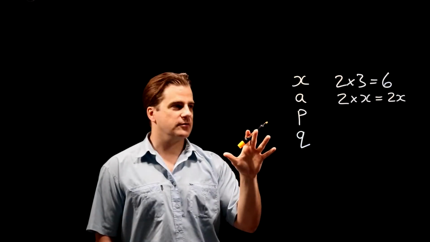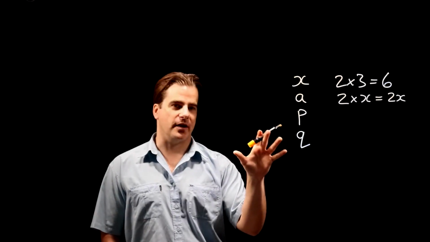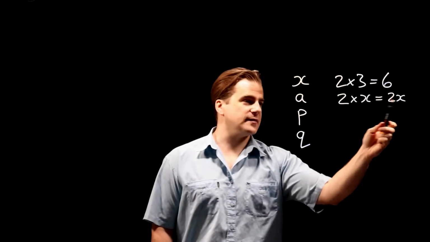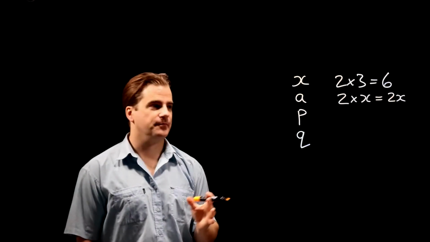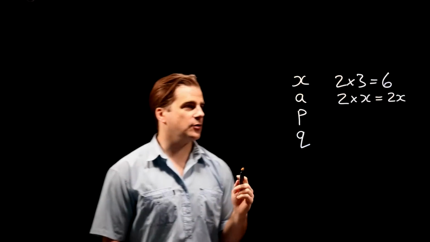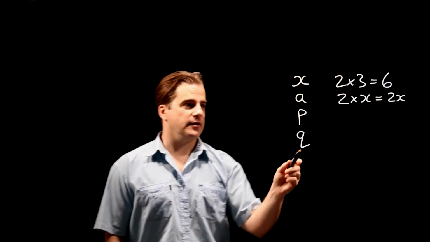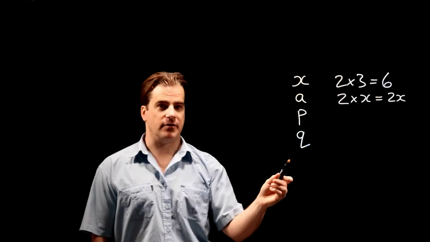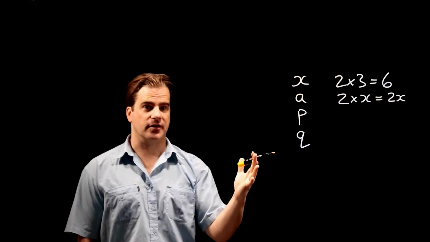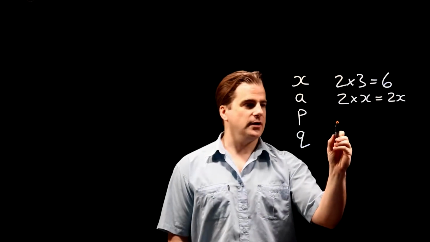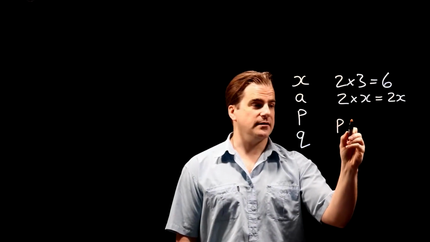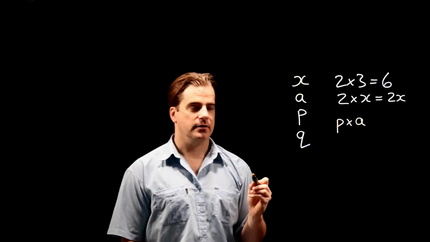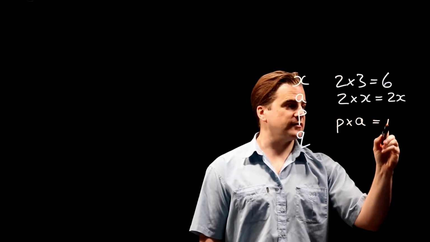You don't write the multiply symbol if you can avoid it, which is nice. 2x is much nicer than 2 times x. You could also multiply these different letters together. I'm going to call these letters variables. Okay, these are variables. You can multiply 2 variables together. For example, you could do p times a. And you'd write that as just PA.